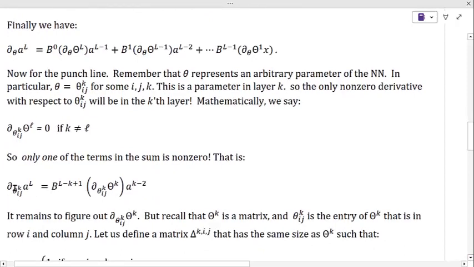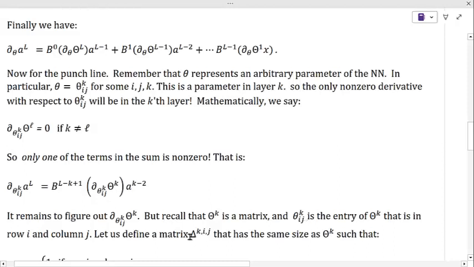Okay? So the derivative of the final output with respect to this parameter is a B matrix times this derivative, which we'll get to in a minute, times this output from the K minus 2 layer, which we already have. So we have to figure out what this derivative is. Theta K is a matrix that includes the connections or weights between two successive layers. Theta ijk is the entry of theta K that is in row I, column J. The first index here is the row, the second index is the column.